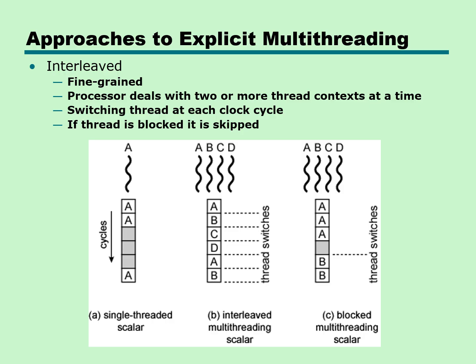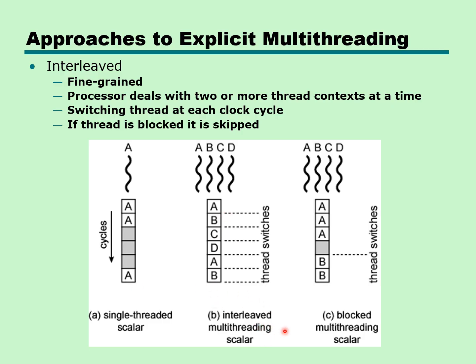So we'll see how it gets executed. In the first diagram, we can see a single threaded scalar execution. The processor executes program A, and when there is a delay or stall, the processor waits and then resumes with the same program.